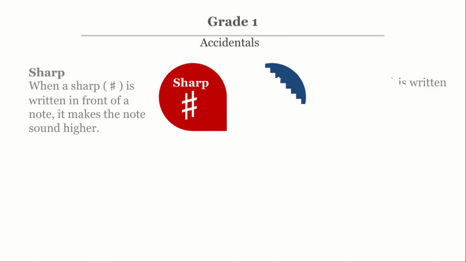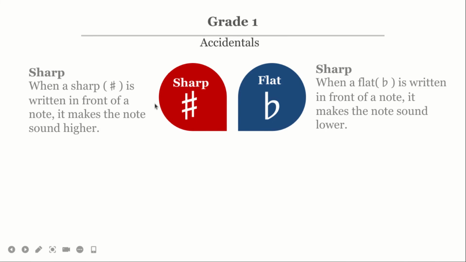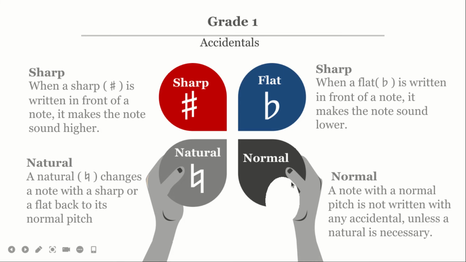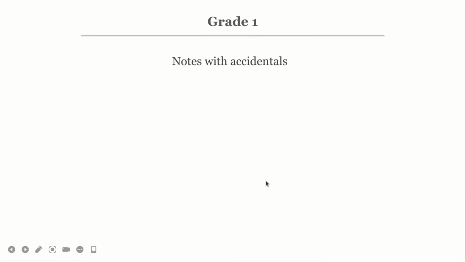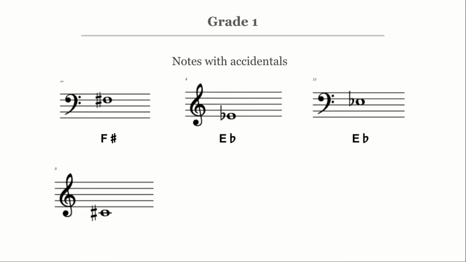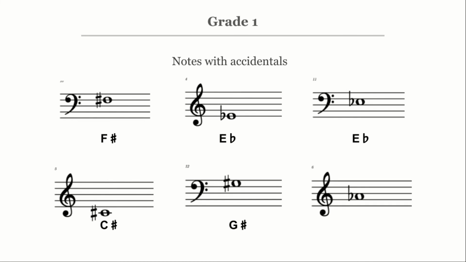So this is it. We have a sharp which raises a note, a flat which lowers a note by a semitone, a natural which cancels an accidental, and a normal note is just a natural note. This is how to write a note with an accidental. You write a sharp in front of that note, and that is F sharp, that is E flat. You can name the letters, the lines and the spaces. You okay with that? Yeah. And you can name these letters, so that's no problem.